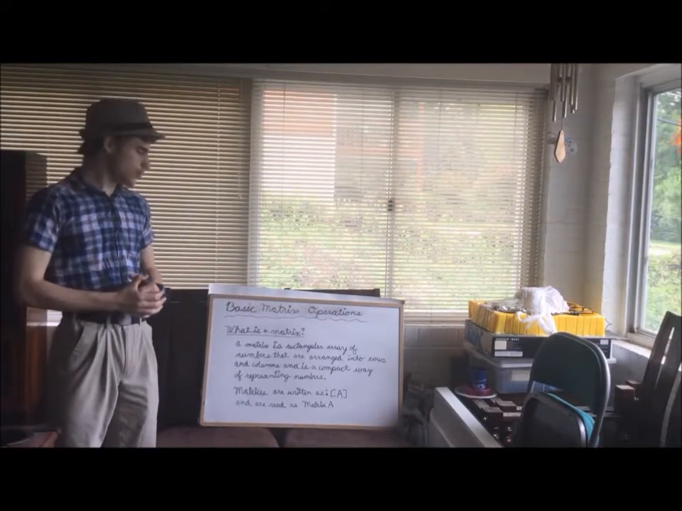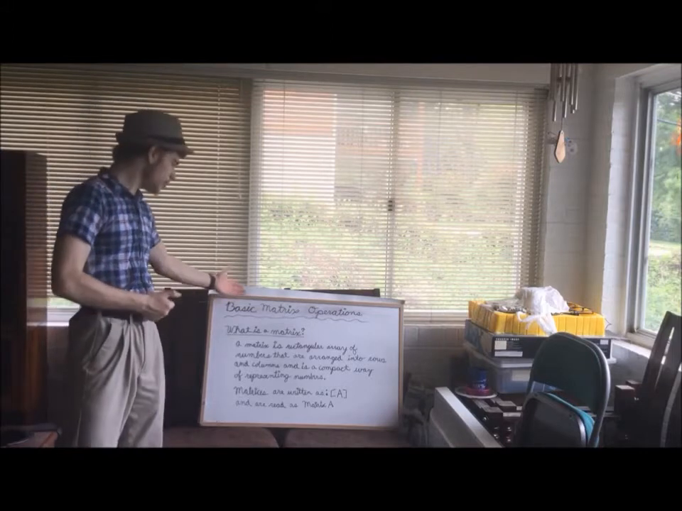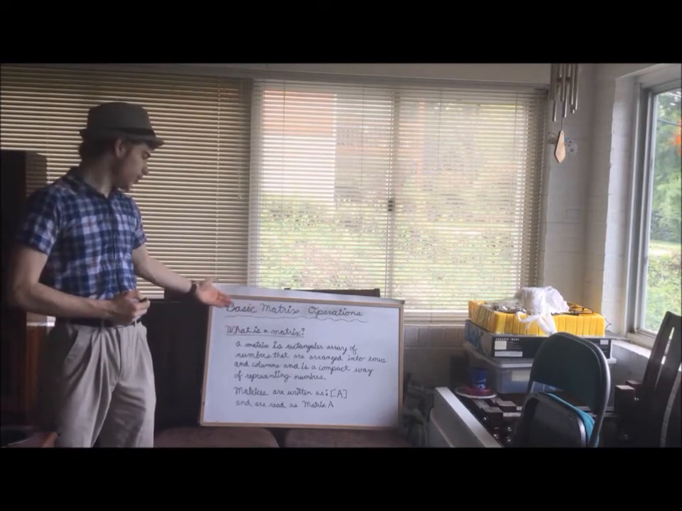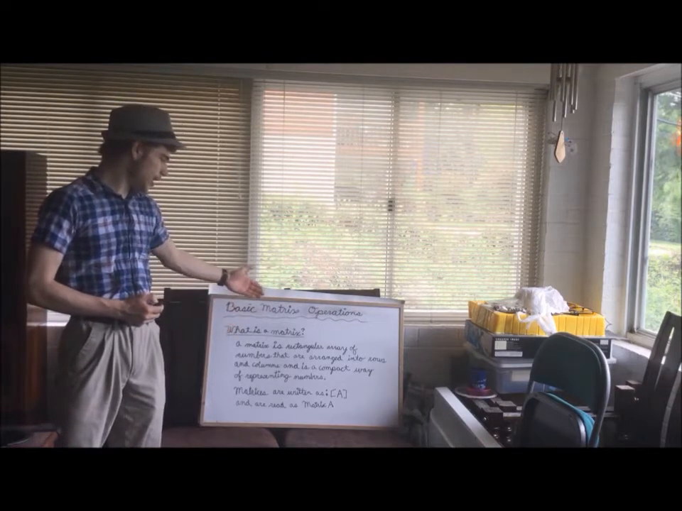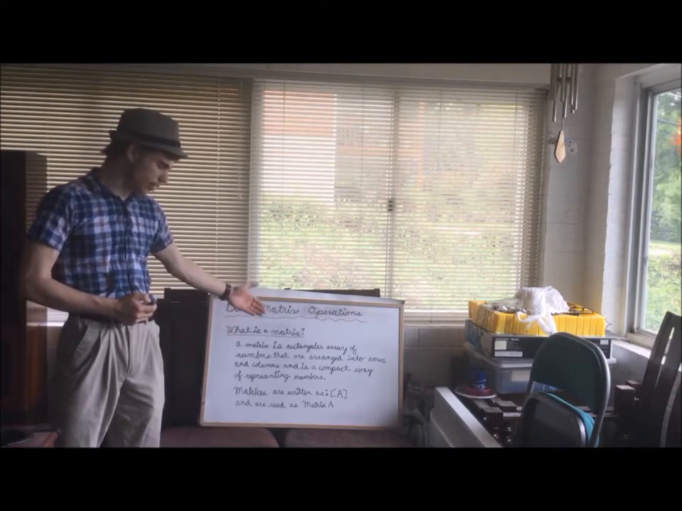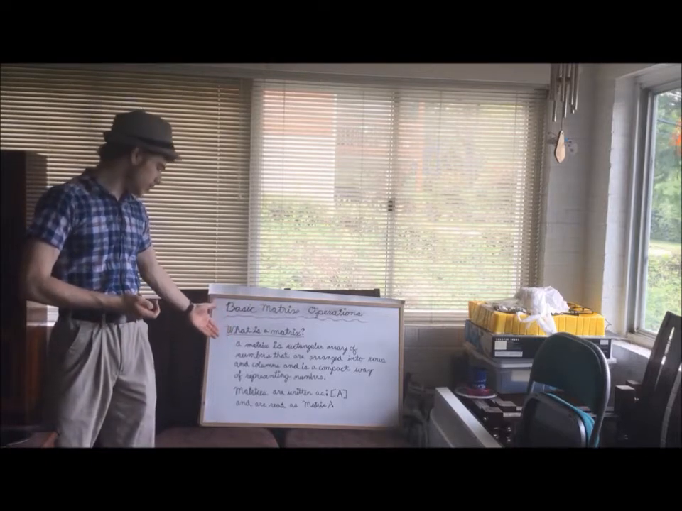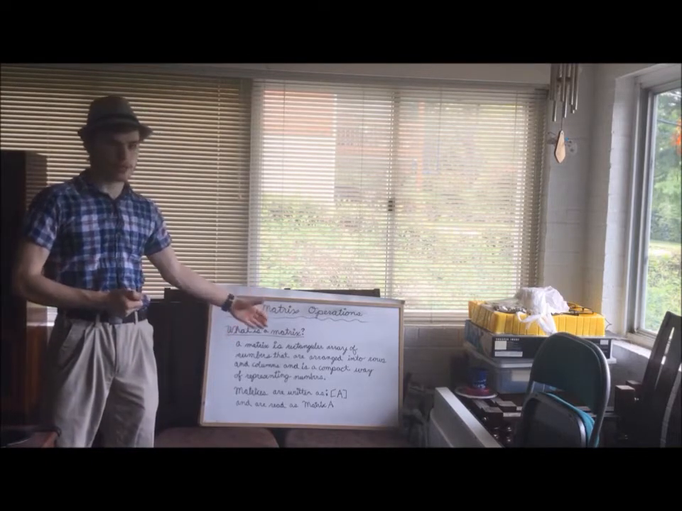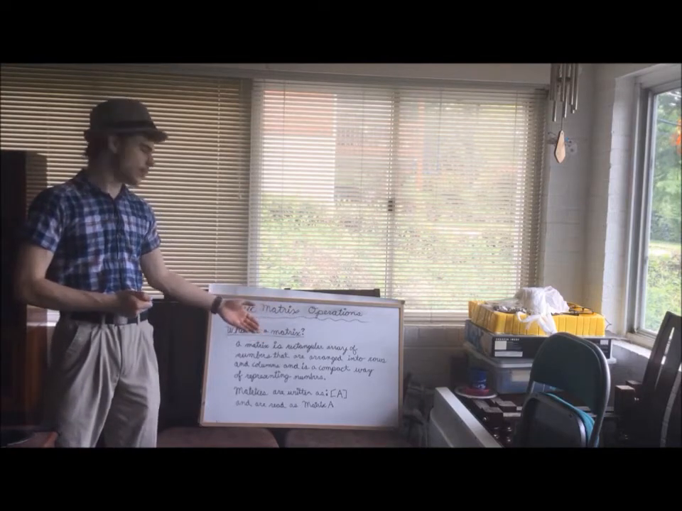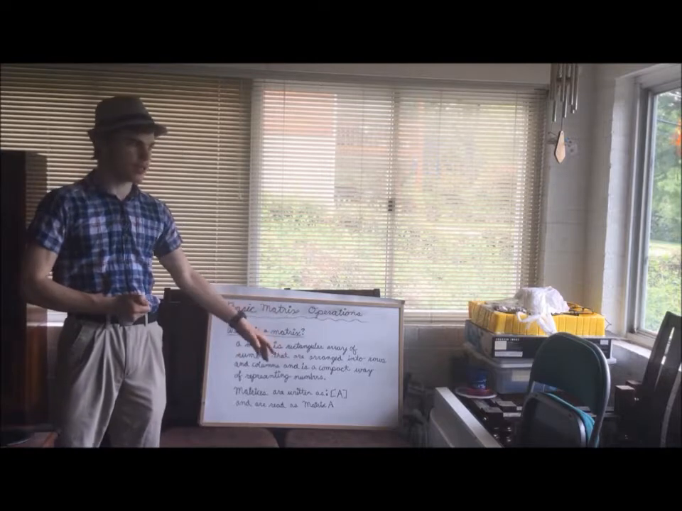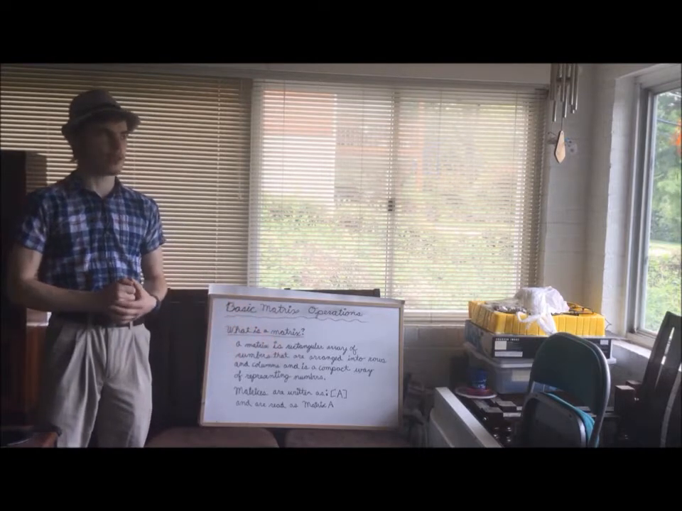To start off this lesson, we ask the question, what is a matrix? Well, a matrix is a rectangular array of numbers that are arranged into rows and columns, and it is a compact way of representing those numbers. The general form of a matrix is open brackets, capital letter, closed brackets, and in this case that is read as matrix A. The capital letter just represents the matrix in question.